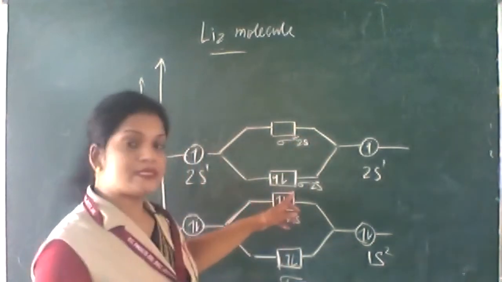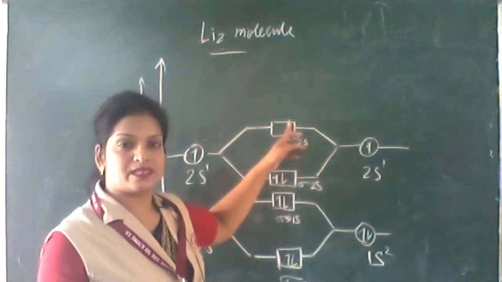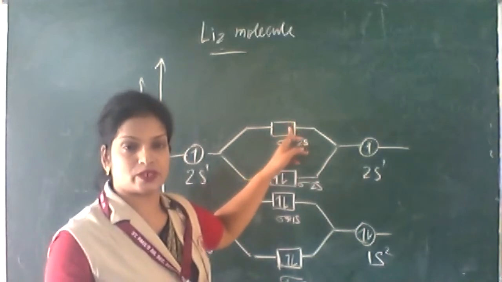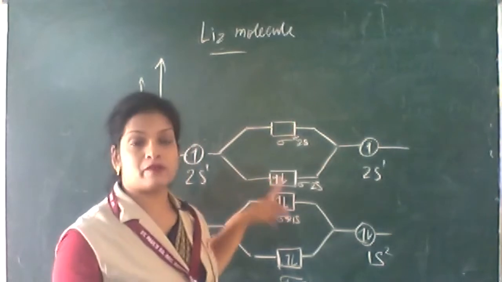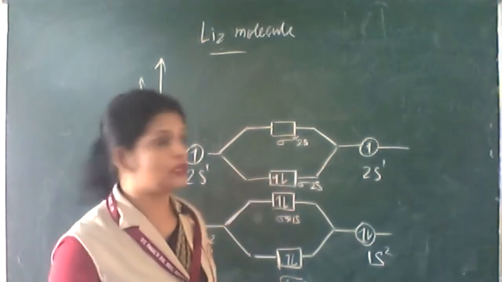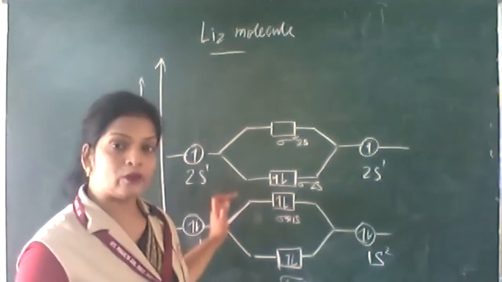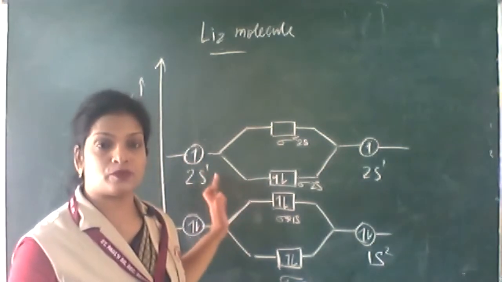In sigma 2s, there are electrons, but in sigma star, this is unstable. This is the unstable situation. It will destabilize the molecule, and the bonding molecular orbital will stabilize the molecule. So for Li2, you can calculate the bond order. You will be getting a positive bond order.